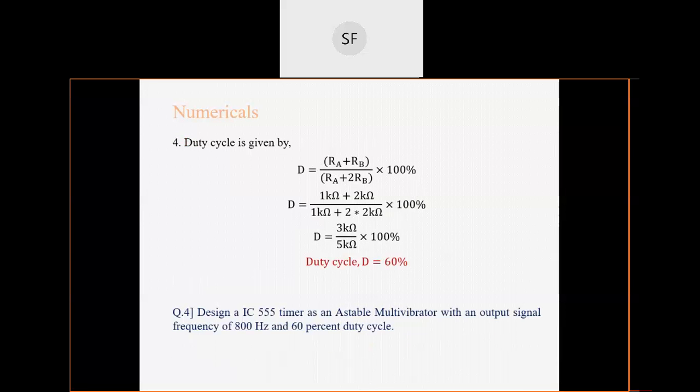Again, I will just repeat one more time. So in this designing problem, the value of frequency and duty cycle was given, and what I was asked is to design the circuit. So whenever you are designing a circuit, that means you have to find out the values of the components used in the circuit. So we have already understood that in astable multivibrator there are three components: RA, RB and C. So designing means you have to find out the values of all three components.